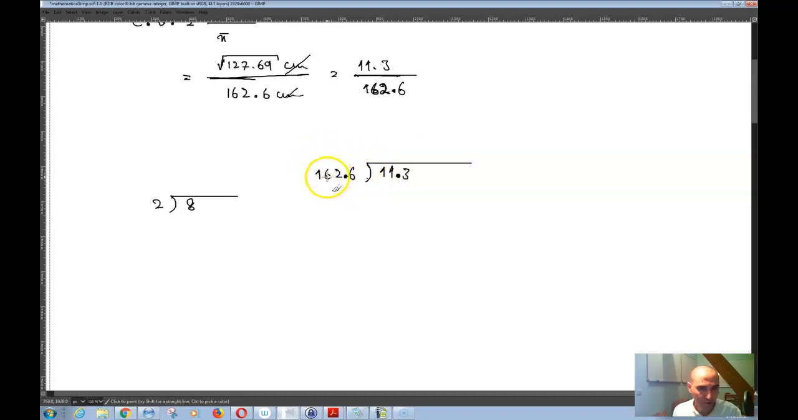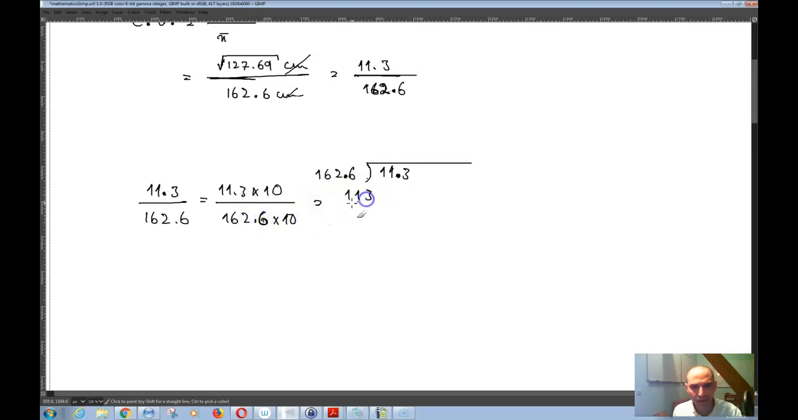So now logically here you have to count how many times 162.6 goes into 11.3, which is not easy. So what you need to do is get the decimal point out of the denominator. So 11.3 divided by 162.6, multiply both the numerator and denominator by a factor of 10, and you will get 11.3 times 10 and 162.6 times 10, which is basically 113 divided by 1626.